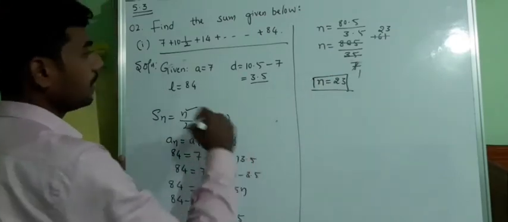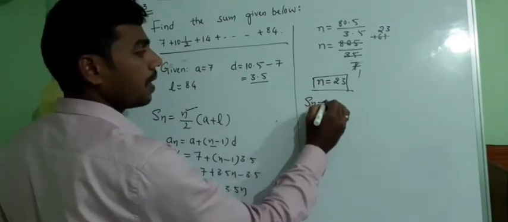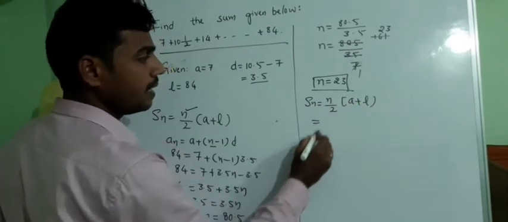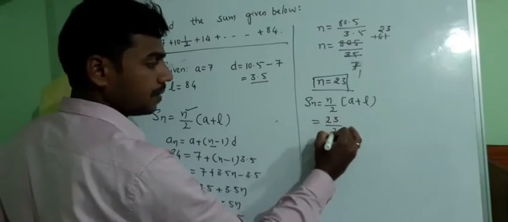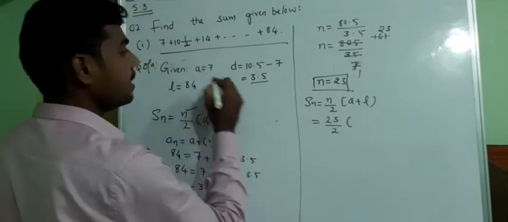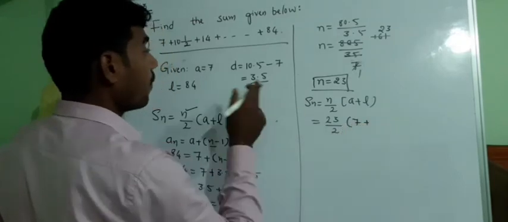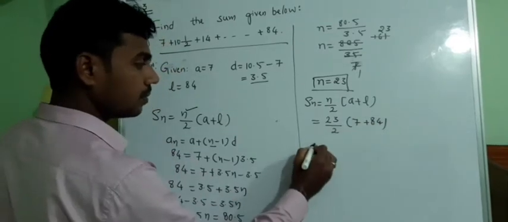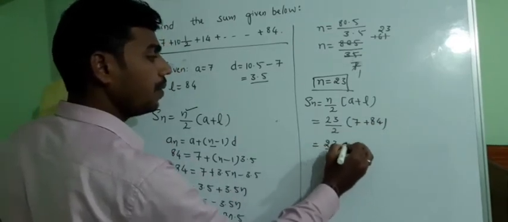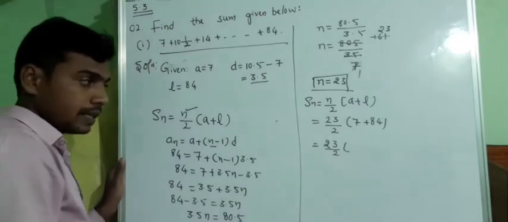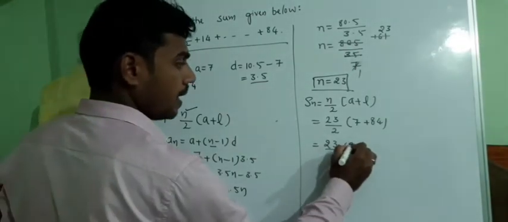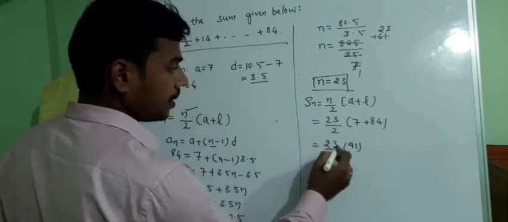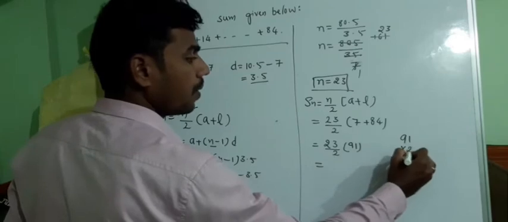Now I can find the sum, that is Sn is equal to n by 2 into (a plus l). What is n here? n is 23 divided by 2. What is a? a is 7. What is l? l is 84. Fine. 23 divided by 2, and 84 plus 7 is nothing but 91. Now multiply, so 91 into 23.